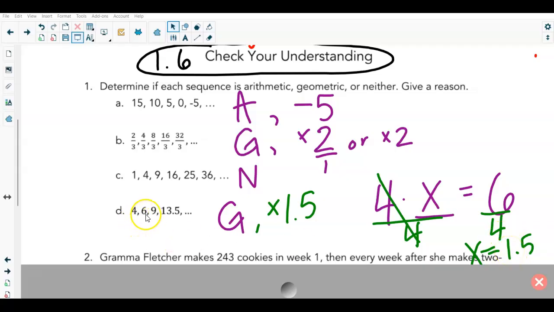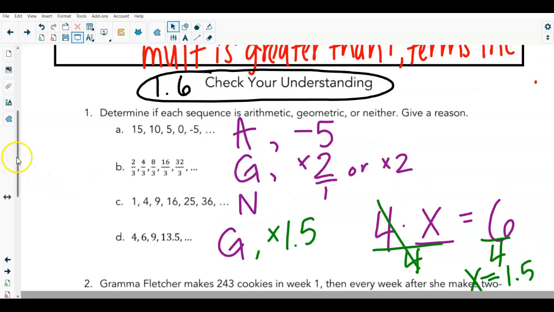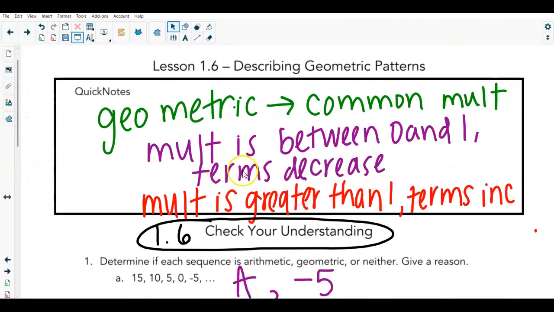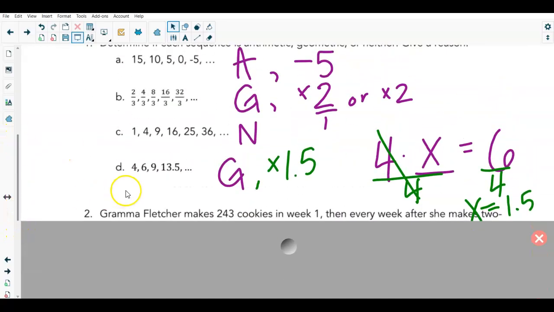4 times 1.5 gets us 6. 6 times 1.5 gets us 9, and so forth. You can keep checking that times 1.5. Remember, we had said if the multiplier is between 0 and 1, the terms decrease. If it's greater than 1, the terms increase. Well, the terms increased, so we knew our multiplier had to be greater than 1, and 1.5 is greater than 1. Let's see an example of when it might decrease.